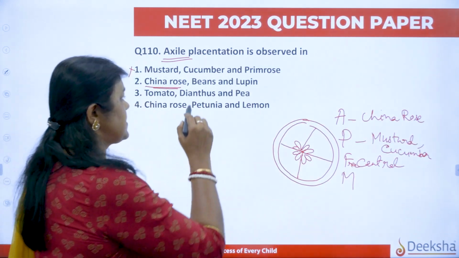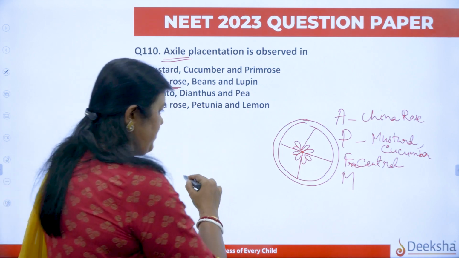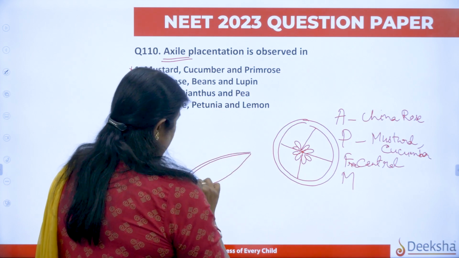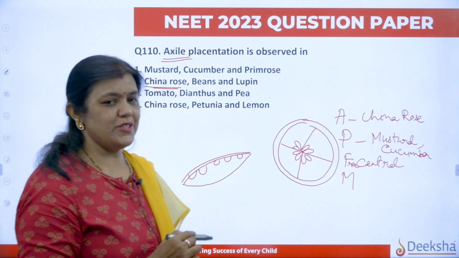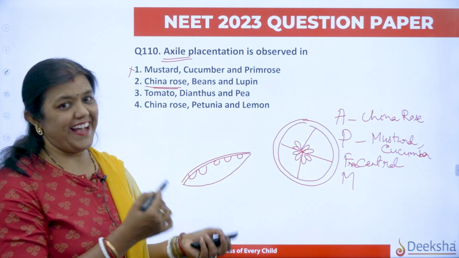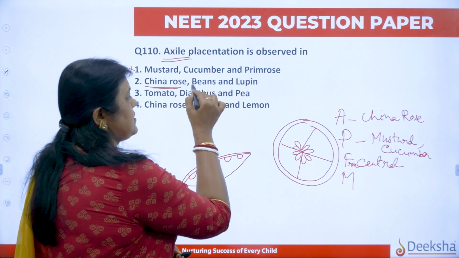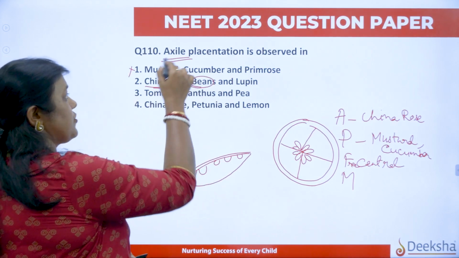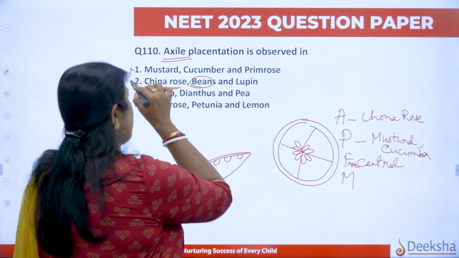With China rose it is given as beans and lupin. Beans, as you know, is like a bean and it has seeds like this, which is obviously not axial placentation, but rather it is a marginal placentation. So beans, this is wrong. So we cannot take this option. China rose, though it is showing axial placentation, but beans over here is not. So this option is also cancelled for us.